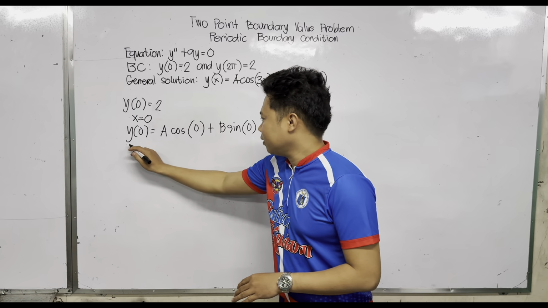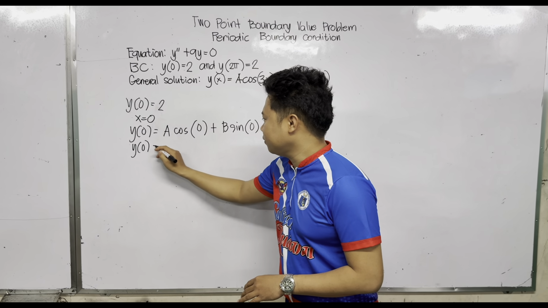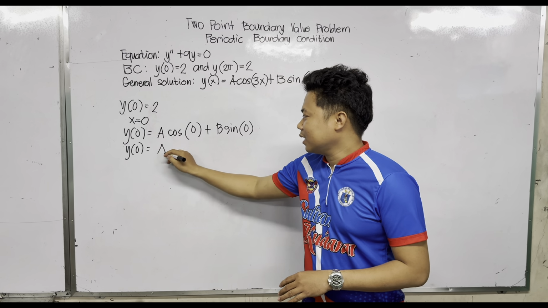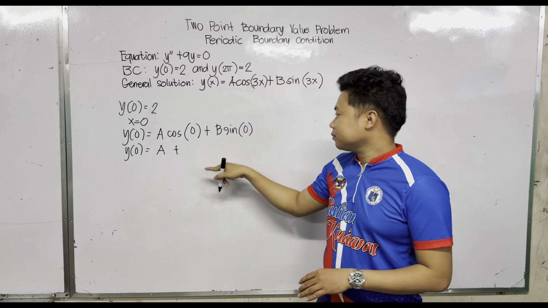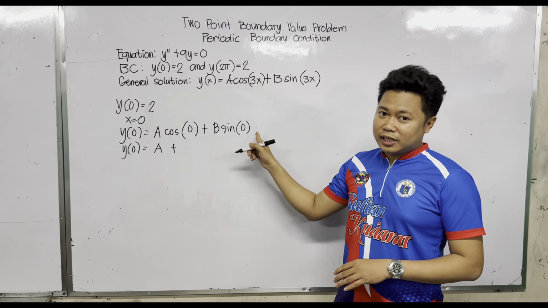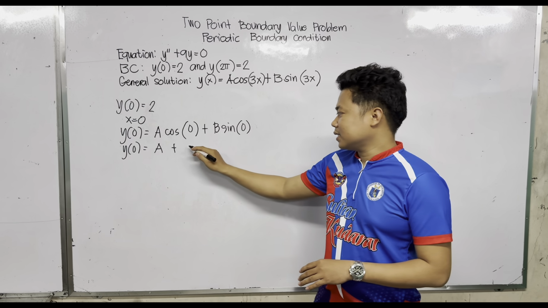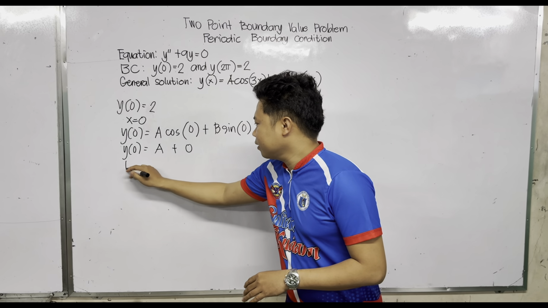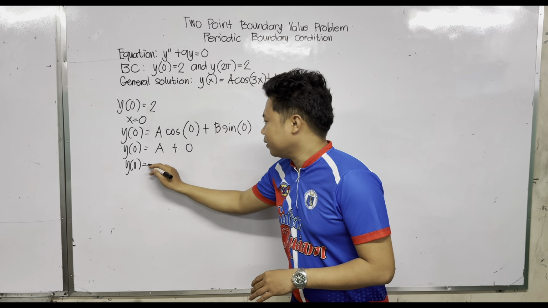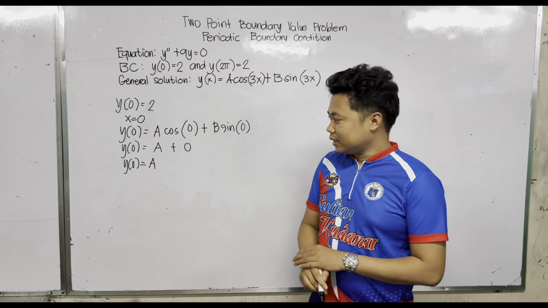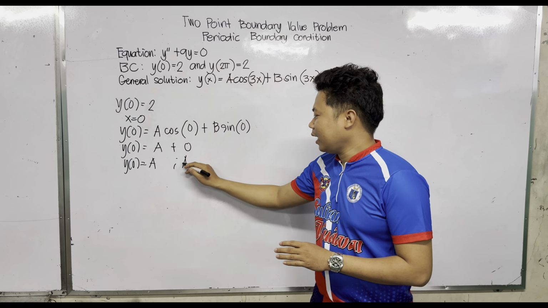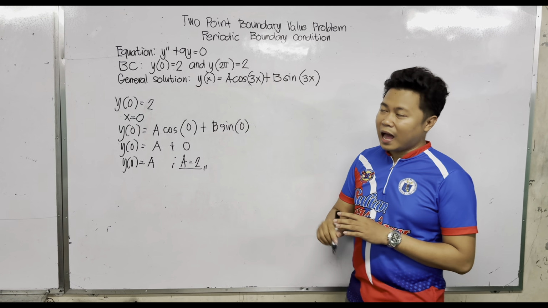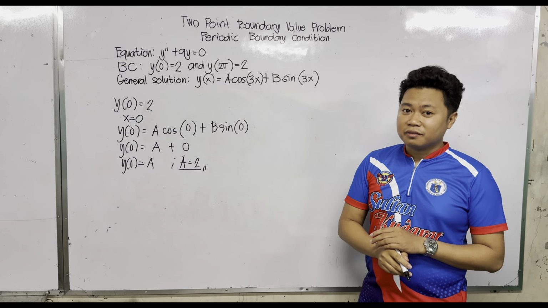Therefore, y of 0 is now equal to, cosine of 0 is 1, so 1 times a, that is a, plus sine of 0 is 0, so 0 times b, that is 0. So y of 0 is equal to a. That means our a is equal to 2. So our cosine term is fixed.